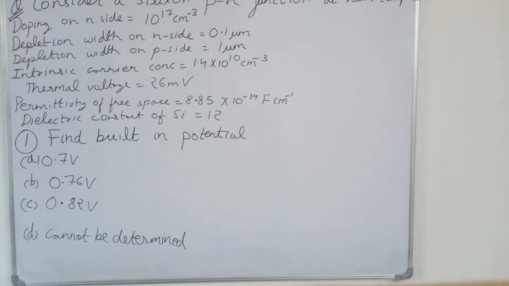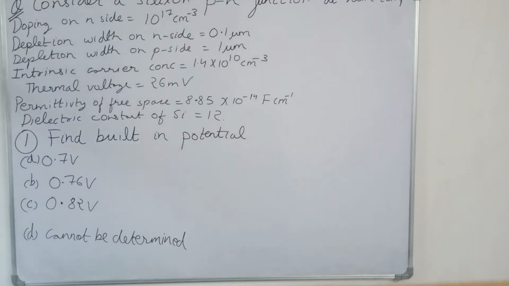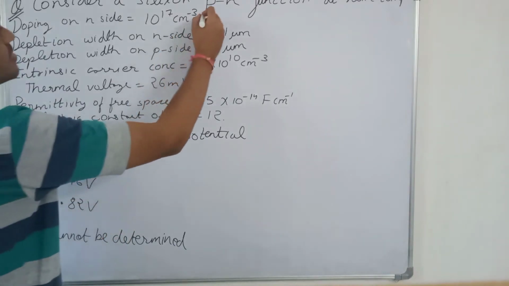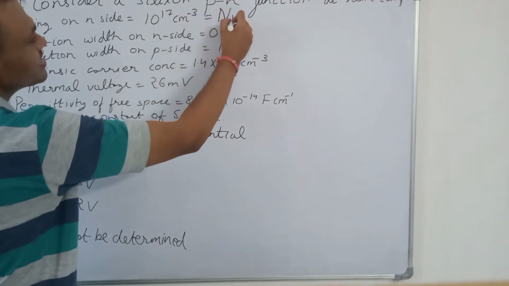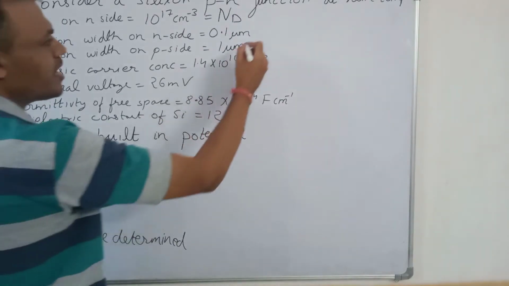So we are doing common data questions. It says, consider a silicon PN junction at room temperature. Doping on N side is given, so this is equal to Nd, and it is equal to 10 to the power 17. Depletion width on N side is given as 0.1 micrometer.